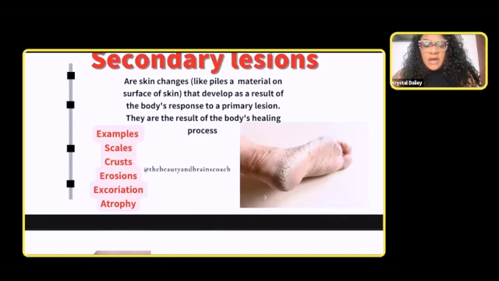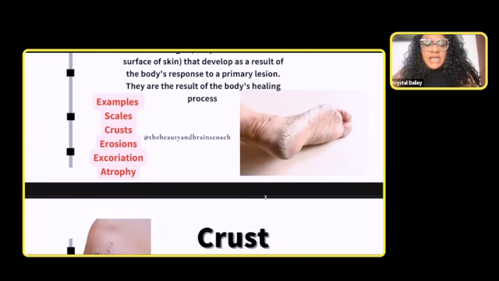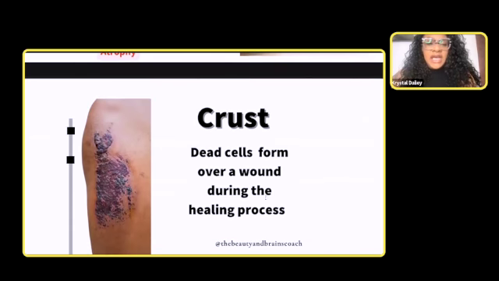Okay, so now we're going to jump into our different secondary lesions. The first one I have is crust. We've all been here. I was an outside kid. I used to ride my bike.